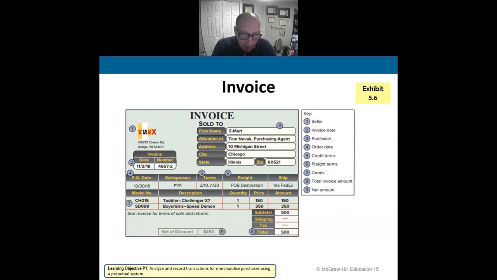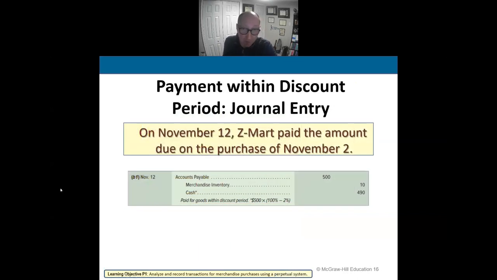And then number 9 is the net amount. So if I pay within that first 10 days, I'm only going to pay $490. Why is that? Because I got a 2% discount for paying in the first 10 days. That's why I'm going to pay in the first 10 days. So I paid them 10 days later.